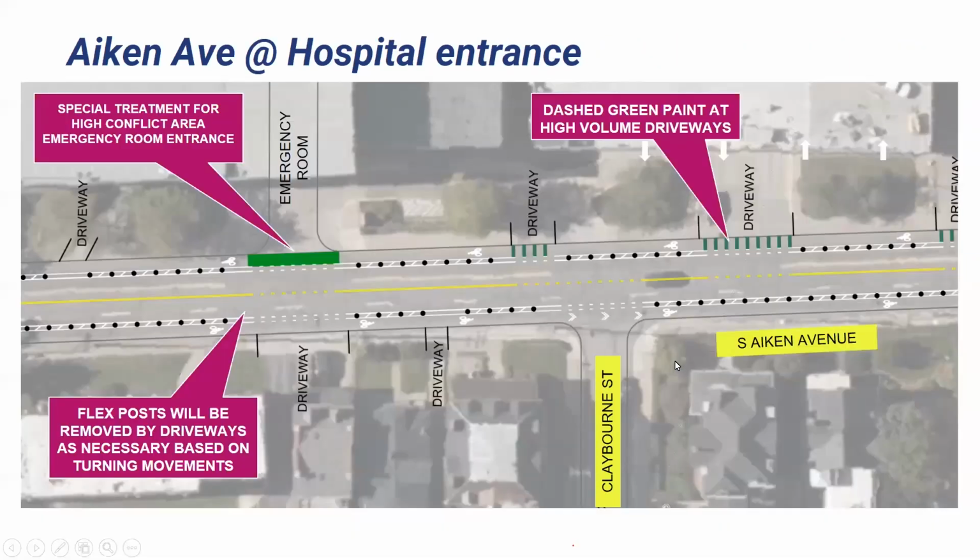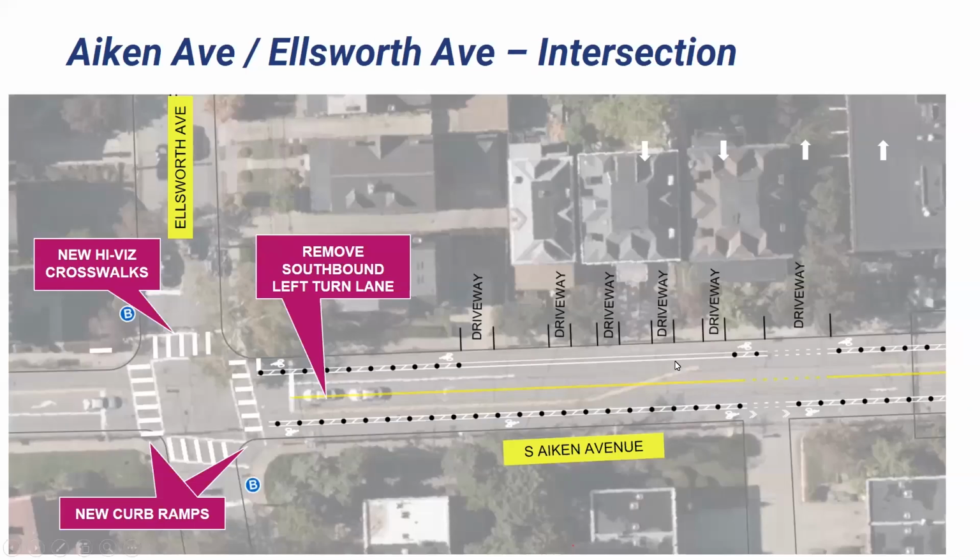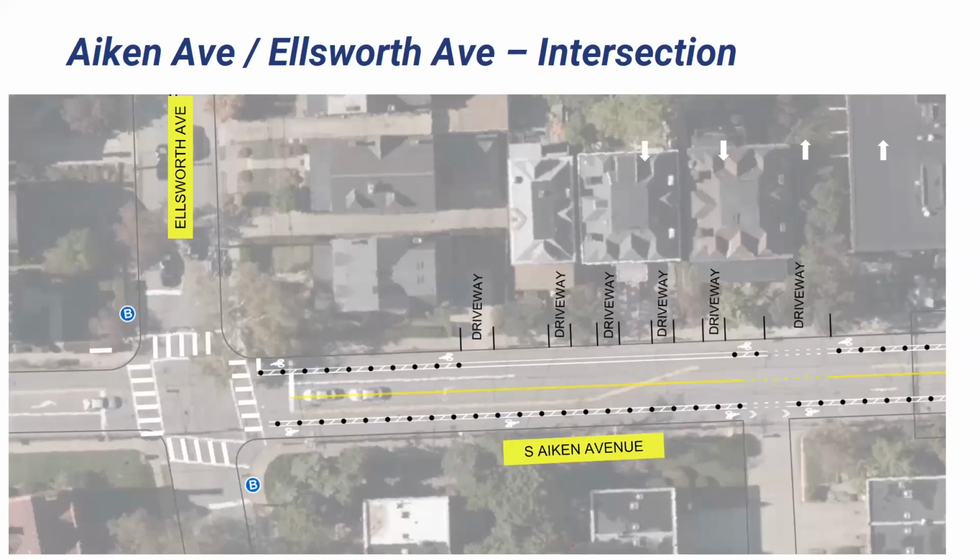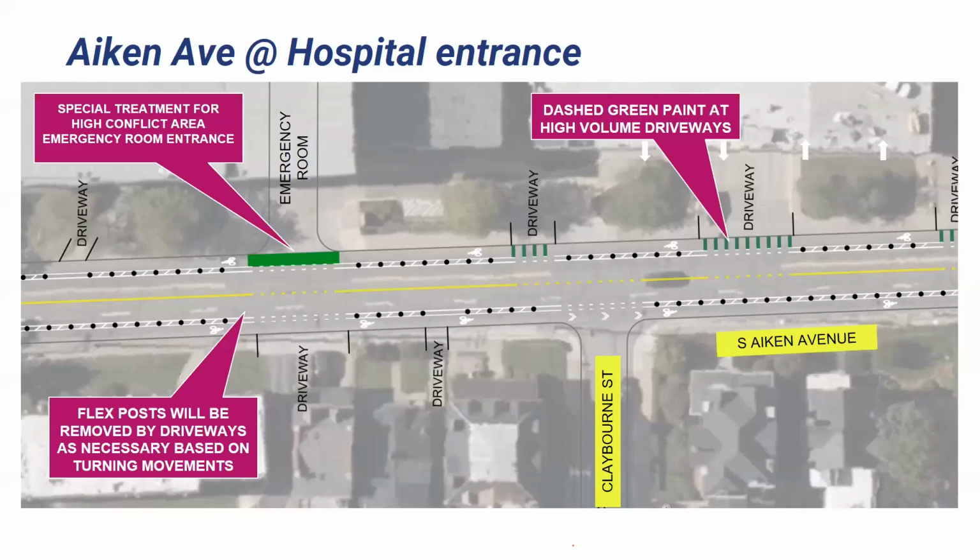I want to share a little bit of an overview of how it will look. As you can see, for all the driveways that we have, especially the high volume driveways, we are going to put dashed green paint that will give the bicyclists the idea that this is a high volume driveway, and also motorists will get the idea that there is a bike lane going on. And we also talked with the UPMC authority and also with the city EMS.